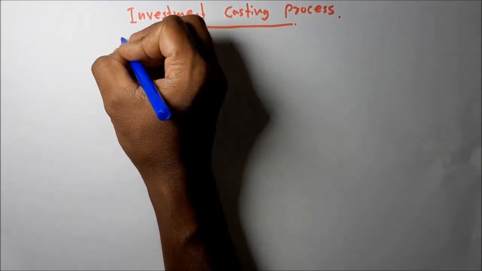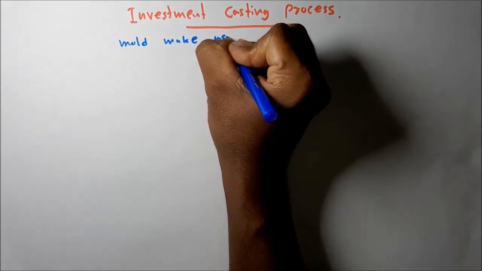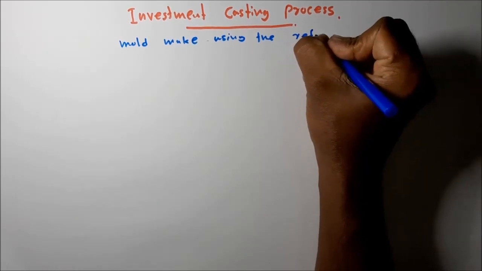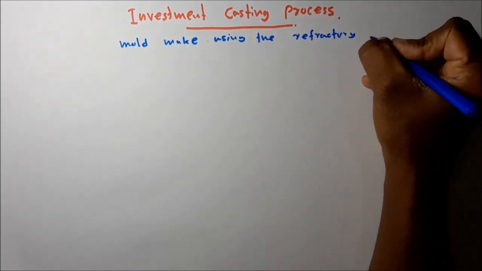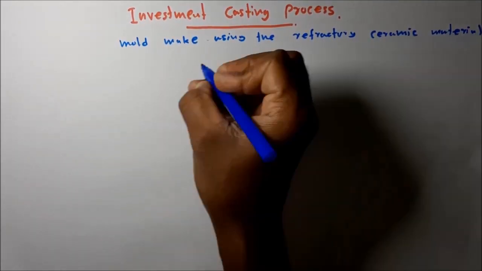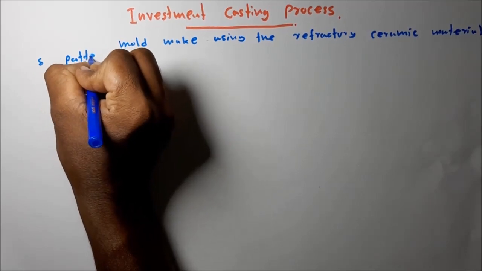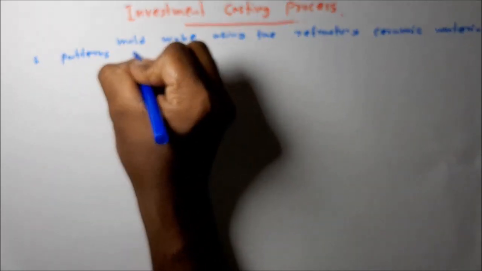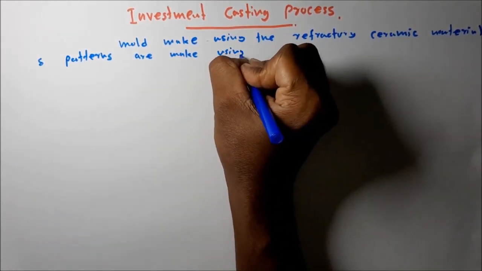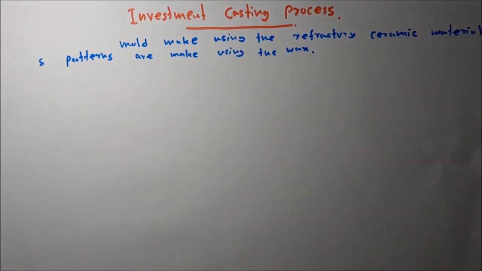In this investment casting, the mold is made using the refractory ceramic material, and the patterns are made using the wax. Okay, wax patterns are used.